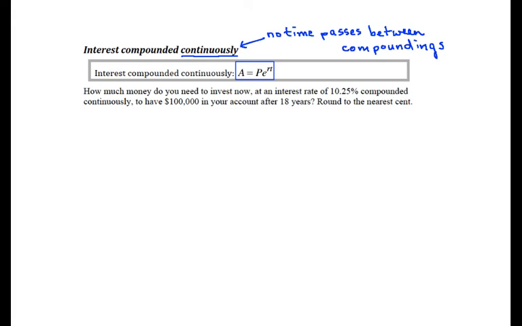So we know to use this formula as soon as we see compounded continuously somewhere in the instructions of the question we're being asked. So let's identify what some of the other values are. If $100,000 is the amount in your account after 18 years, that's not the principal, that's the amount A. Sometimes you're given the principal, sometimes you're given the amount. That could happen on any compound interest question, whether it's continuously or another kind of compounding.